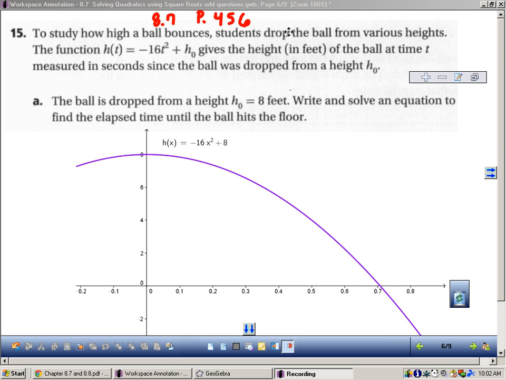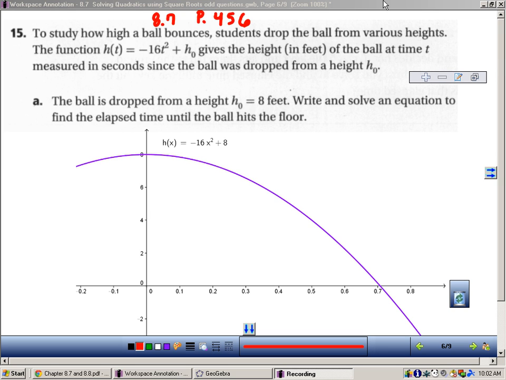And what I'm doing is looking at 8-7, working on a couple of questions to give you the opportunity to see it done if you need assistance. So question 15 on page 456, this is section 8.7. It says, to study how high a ball bounces, students drop the ball from various heights. The function h of t gives the height in feet of the ball at time t measured in seconds, since the ball was dropped from a height of h sub 0. The ball is dropped from a height of h sub 0 equals 8 feet. Write and solve an equation to find the elapsed time until the ball hits the floor.